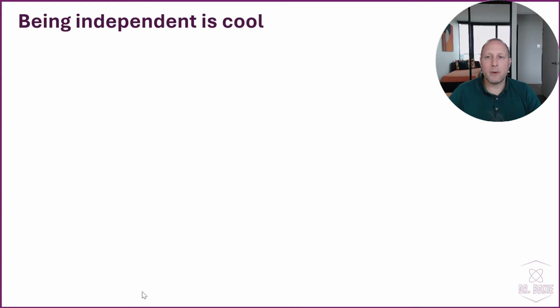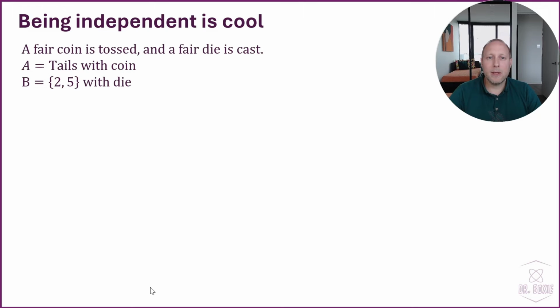The last concept I want to introduce in today's lesson is that of statistical independence. Now let's start with an example. We take a coin and we throw it up, and we play also with a die. Now event A will be ending up with tails in the coin toss, and event B will be throwing either a 2 or a 5 with the die.